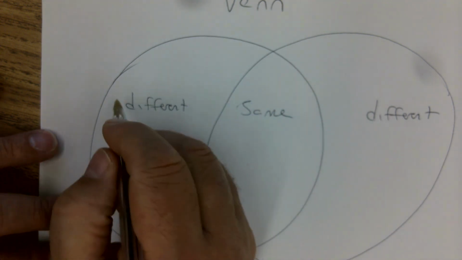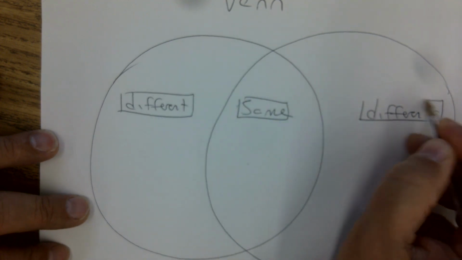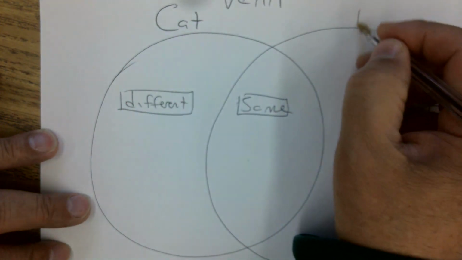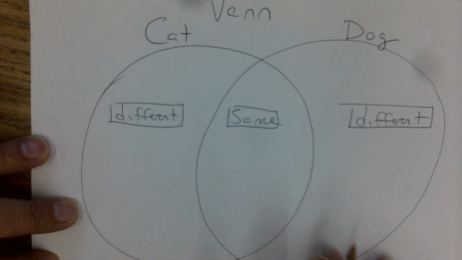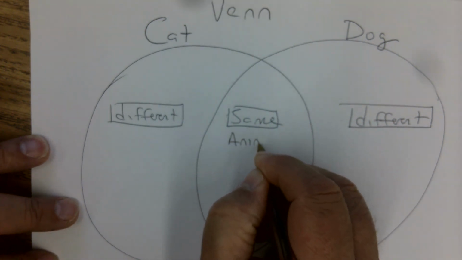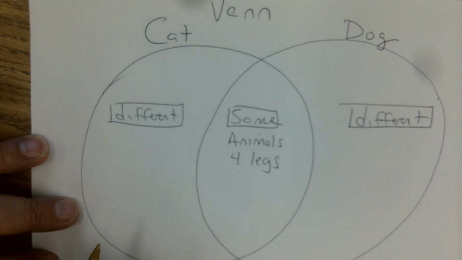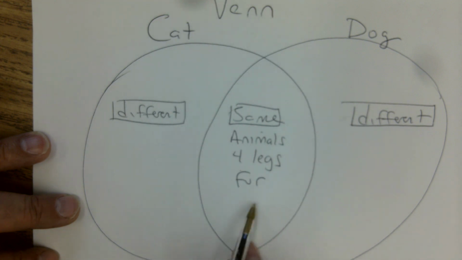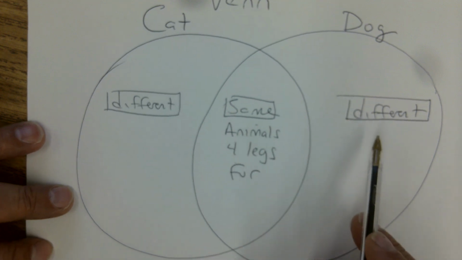Okay, so if we were going to do this, let's say we did cats and dogs. So we have a cat over here, and we have a dog over here, right? How are they the same? They're both animals. They both have 4 legs. Both have fur. You could go on and on. These are the things they share, right? They're the same. And then the things that are different.